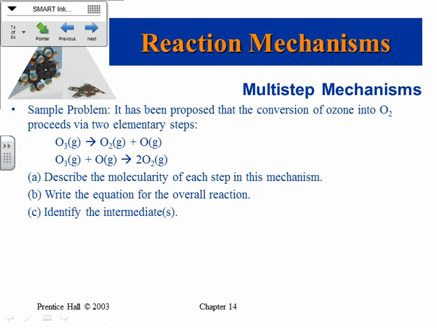Okay, so sample problem here: it's been proposed that the conversion of ozone into O2 proceeds via 2 elementary steps. So this is a proposed mechanism. We think maybe this is the way that this occurs. What we want to do here is describe the molecularity of each step in the mechanism, and then write the equation for the overall reaction and identify the intermediates. So first step here, actually, I'll just number these steps. Step 1, step 2.